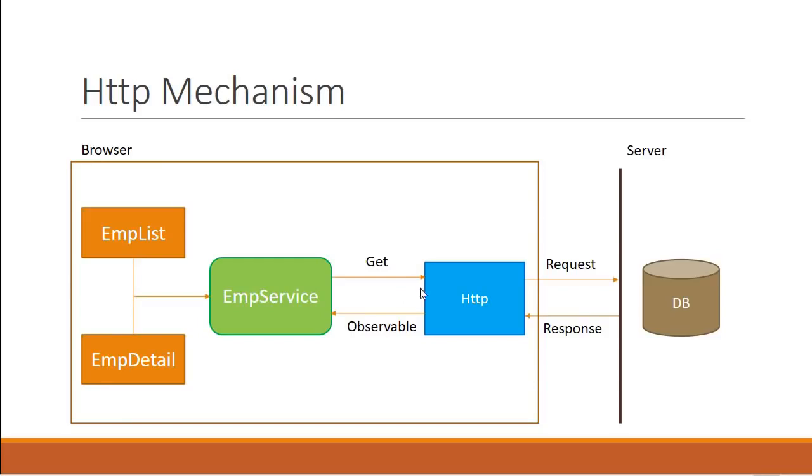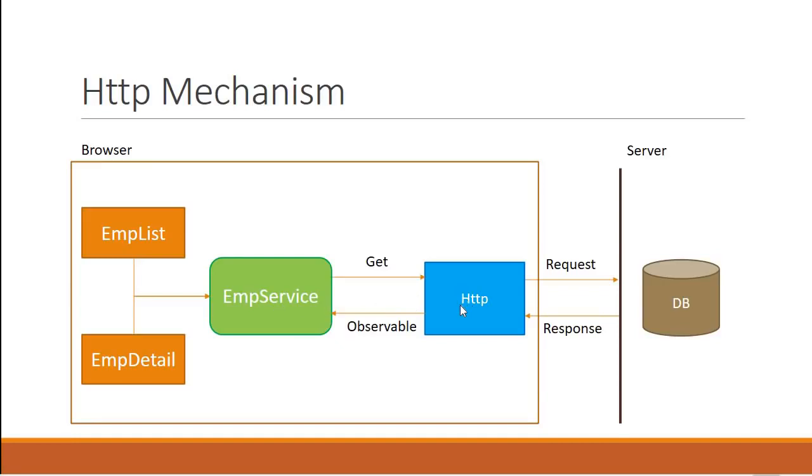The HTTP GET request will hit a web API or a web service which will fetch the data from a database and send it back as an HTTP response. The response we get back from the HTTP call is an observable. Now the employee service needs to cast this observable into an array of employees and then return the same to the employee list and employee detail components.